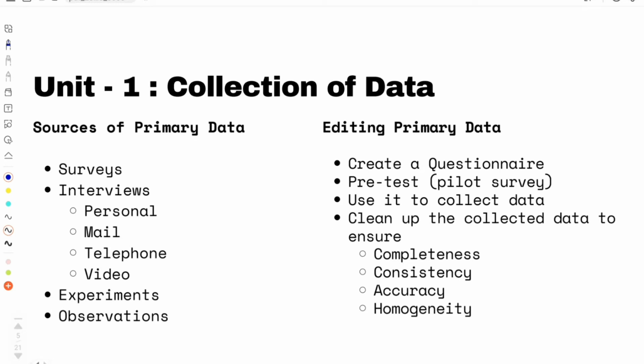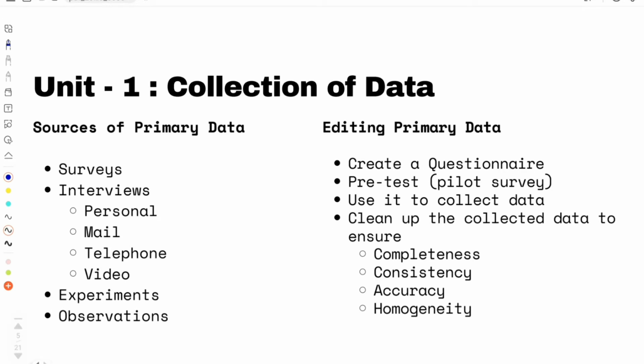Once we have the questionnaire, we take a small pilot survey. That is, we distribute that questionnaire to a very small set of people to know their opinions about the questionnaire, and based on that we can modify our questionnaire if required. And once we have our questionnaire finalized after the pre-testing, we use it to collect data by distributing it across our entire population.